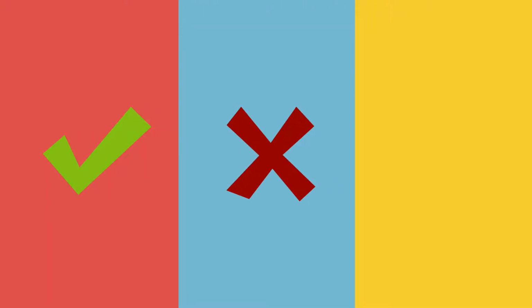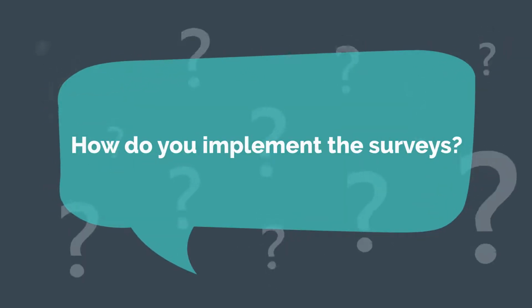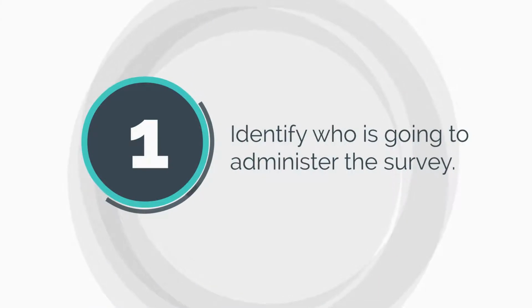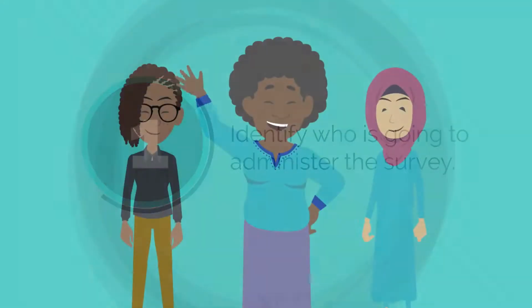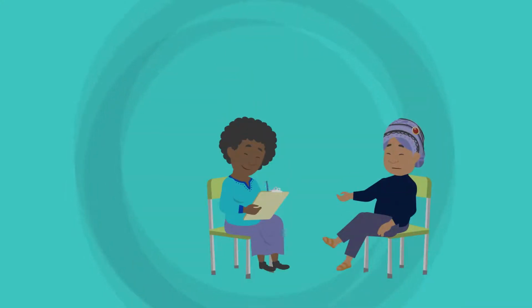They can help you understand what is being done well, what needs to be improved, and what the challenges are. So, how do you implement the surveys? First, identify who on your team is going to administer the survey. This must be a woman and cannot be the survivor's caseworker.